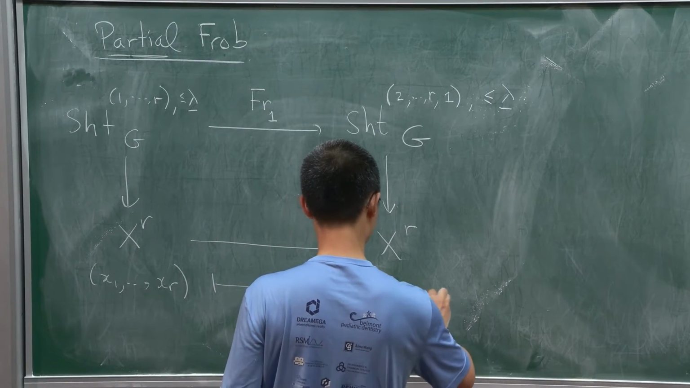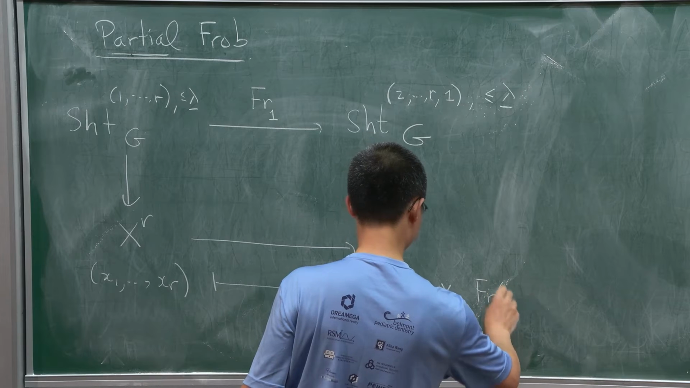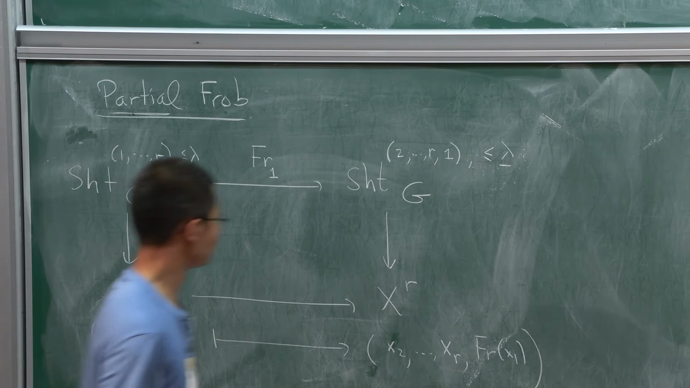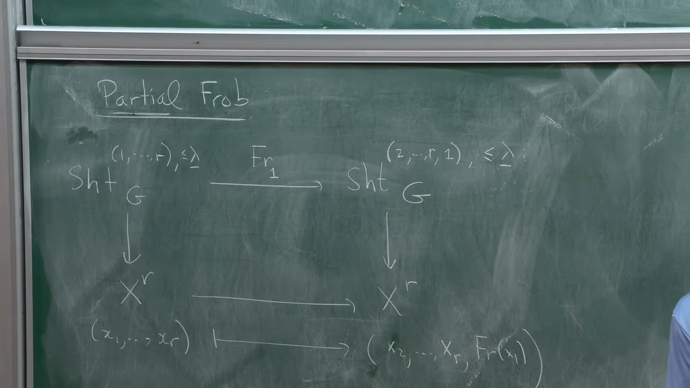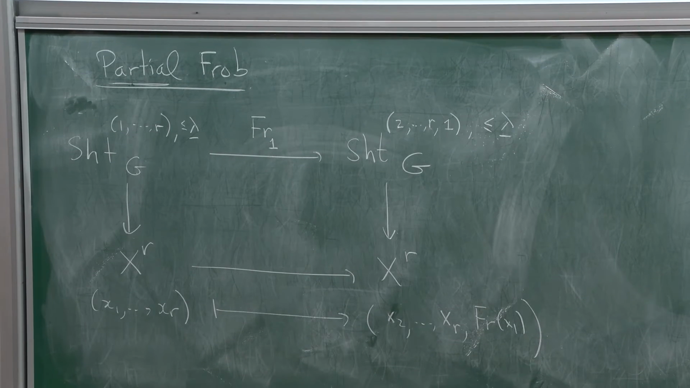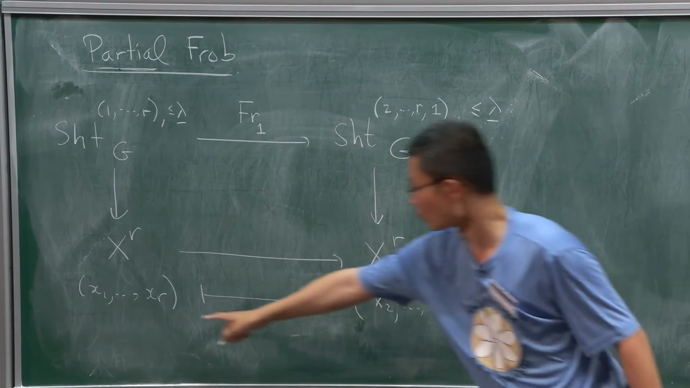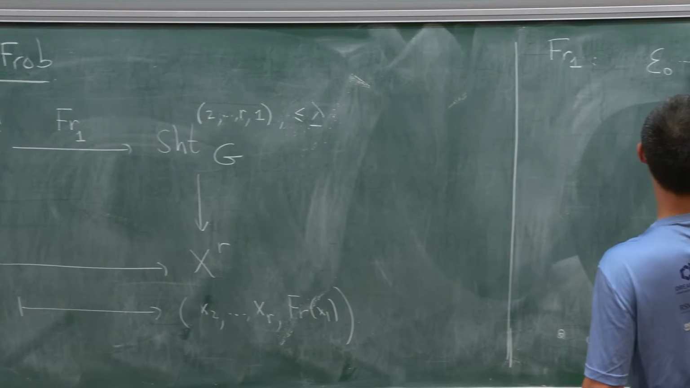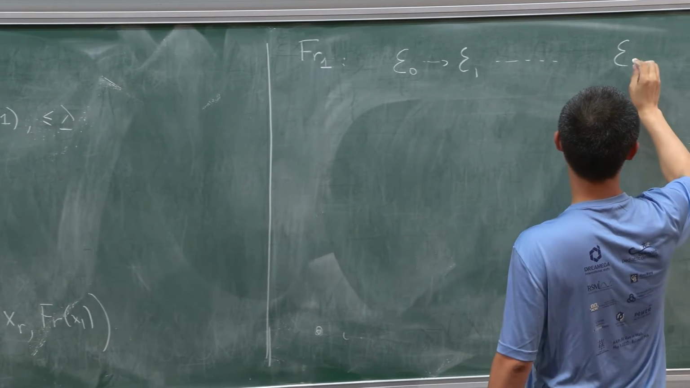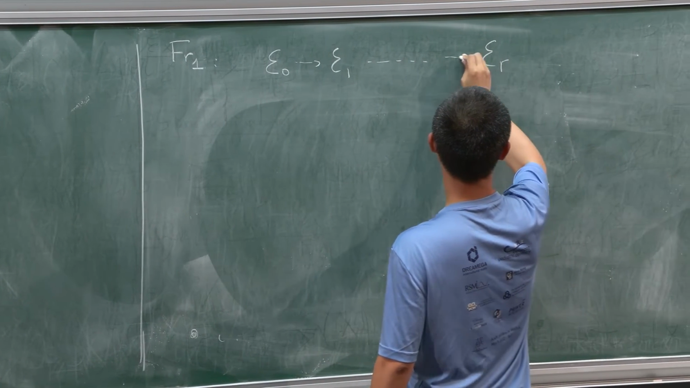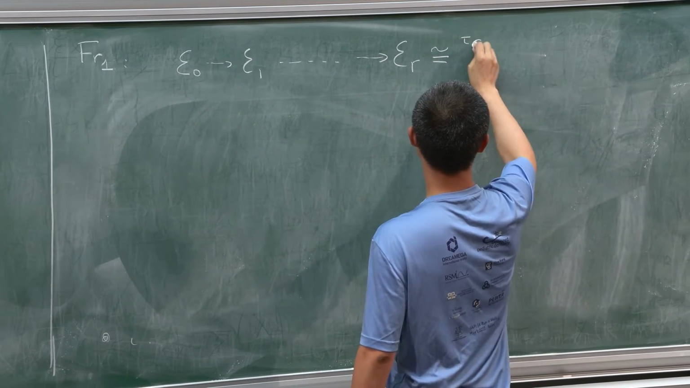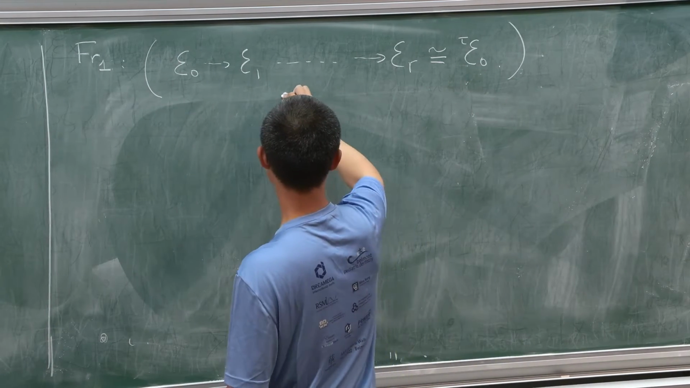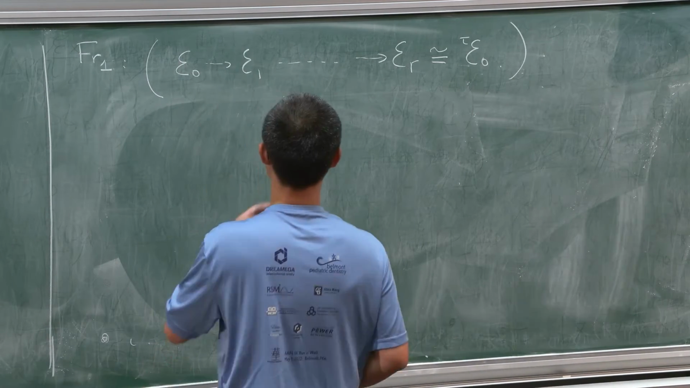So x2, xr, and the Frobenius of x1. Okay. So the definition of Frobenius 1: it sends... Of course, I have already told you how it acts on the legs. I need to tell you how this chain of G-torsors becomes another chain of G-torsors.